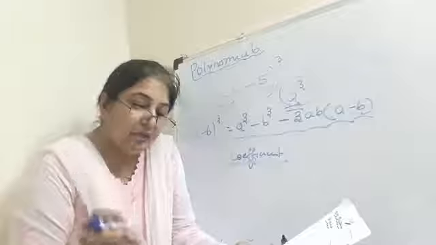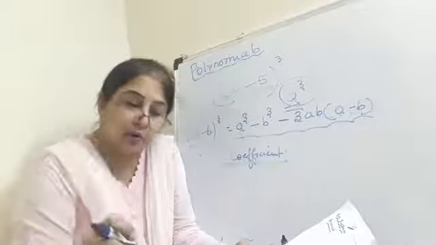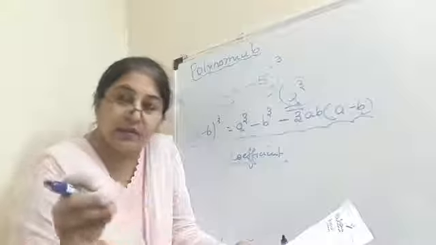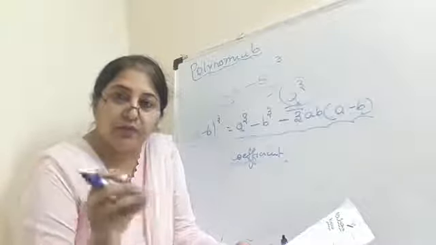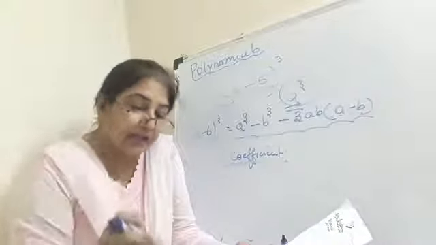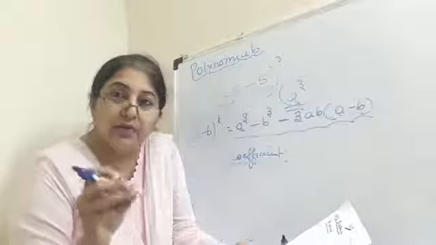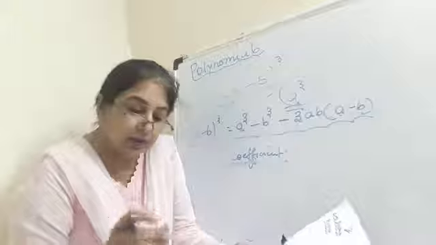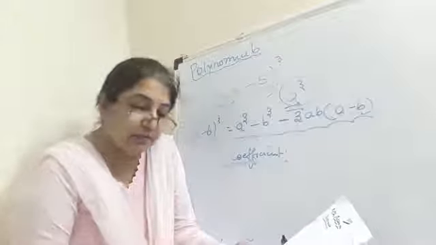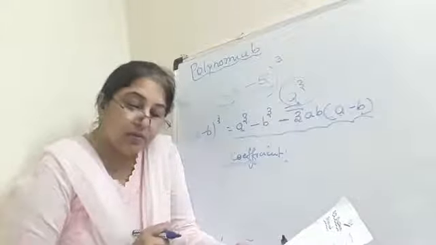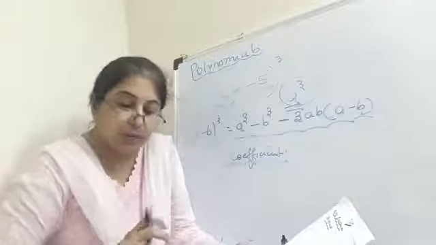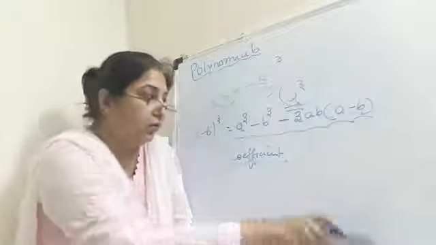Then you have to write a trinomial of degree 20. What is the degree 20? The highest power of the variable will be 20, and there has to be 3 terms. Why? Because it's a trinomial, right? So all these things you will keep in mind and find out these answers. Then one more question is there. Find the value of the polynomial. I'll do this question for you on the board.